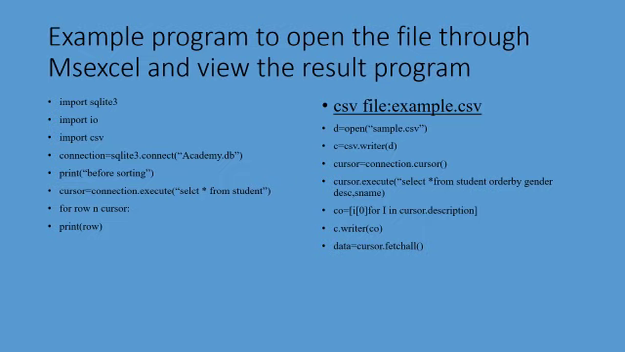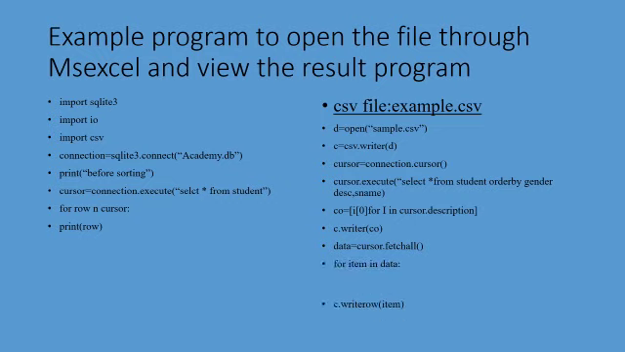So here let's start first. Import sqlite3. After that, import io, import csv. Connection equal to sqlite3.connect academy.database. Now I am printing a message before for our understanding. Print before starting. Next, cursor equal to connection.execute. I am going to execute the SQL command: select star from student. All the records will be displayed. For that, for row in cursor, print row. It will be printed. So this is the CSV file you are opening in SQLite.